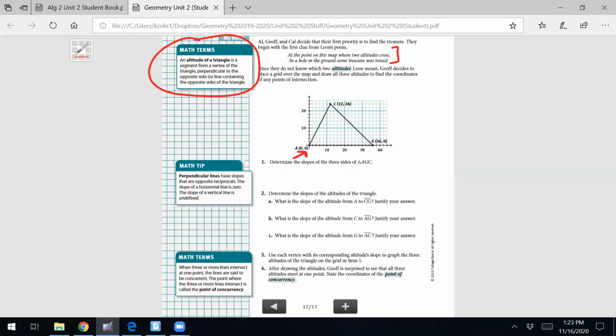The A is a vertex. The C is a vertex. The G is a vertex. All of those are vertexes. So how many altitudes does this triangle have?